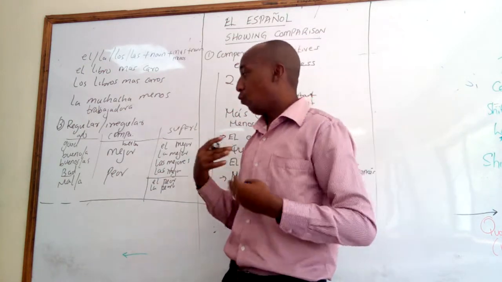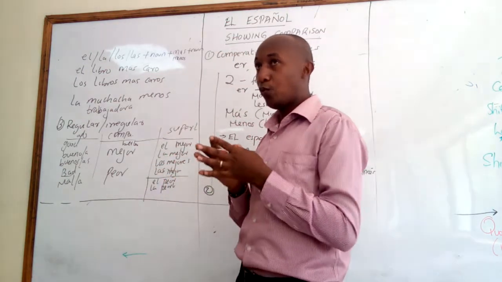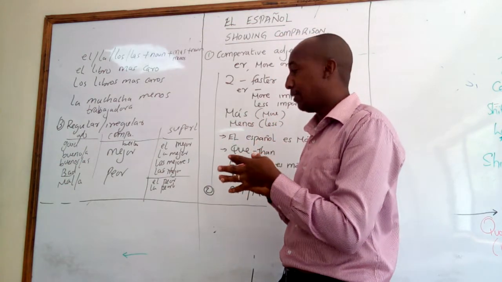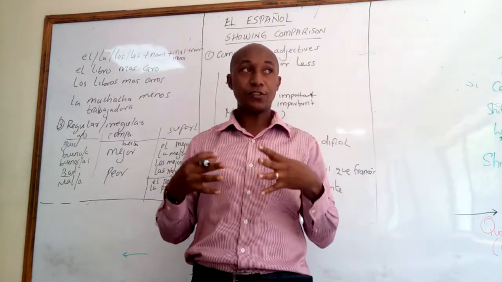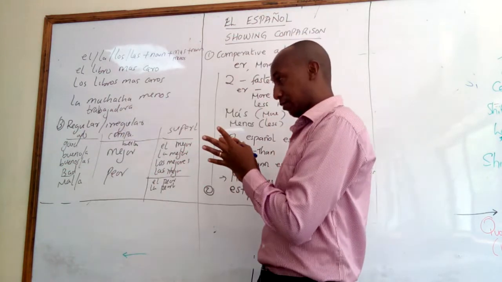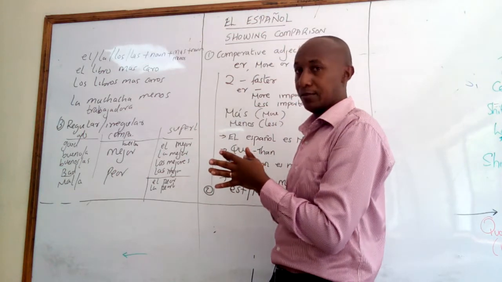By doing that, you will have said good, better and best, bad, worse and worst. That's how we usually compare things and make sure that it is correct with gender and number.